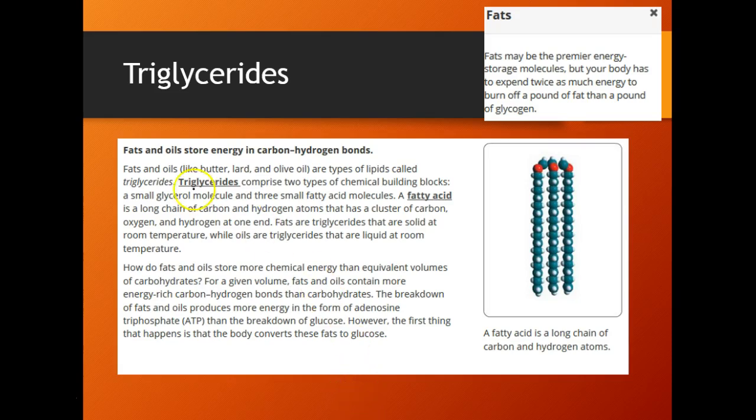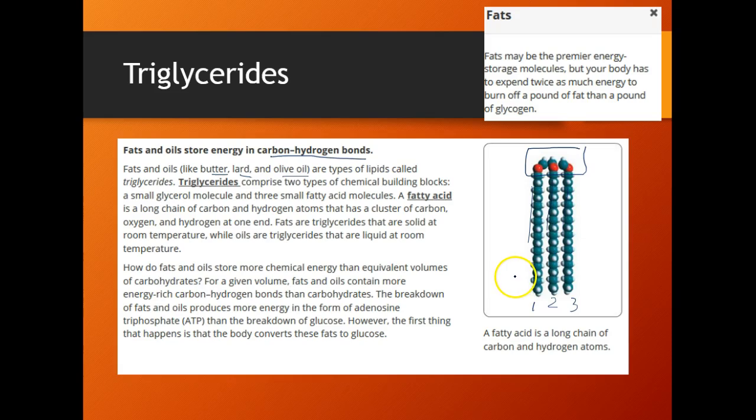So triglycerides. Fats and oils store energy in carbon-hydrogen bonds. So they store it in its chemical bonds. Fats and oils, for example, butter, lard, and olive oil, are all types of lipids called triglycerides. Triglycerides are comprised of two types of chemical building blocks. We have the glycerol molecule, and then we have three fatty acid molecules that go down in a linear fashion from the glycerol. A fatty acid is a long chain of carbon and hydrogen atoms that has a cluster of carbon, oxygen, and hydrogen at one end.